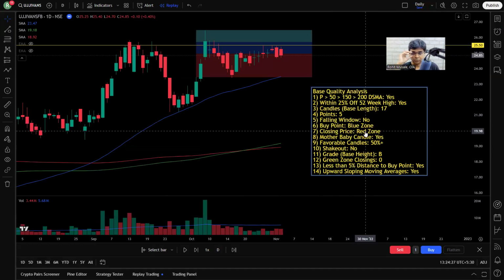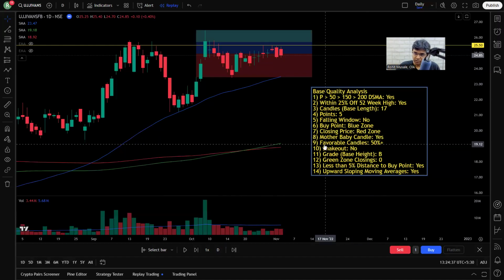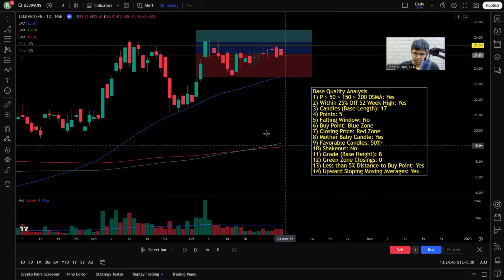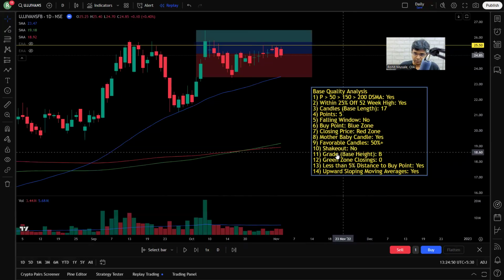Remember what I had told you: when the buy point is in the blue zone, preferably the closing price should be in the blue zone. In this case, it is in the red zone, not in our favor. Mother baby candle fine, favorable candle fine, shakeout no. So there are no shakeouts in the base. Preferably there should be shakeouts in the base, right? When this low is getting undercut. Okay, so this is also not in our favor.